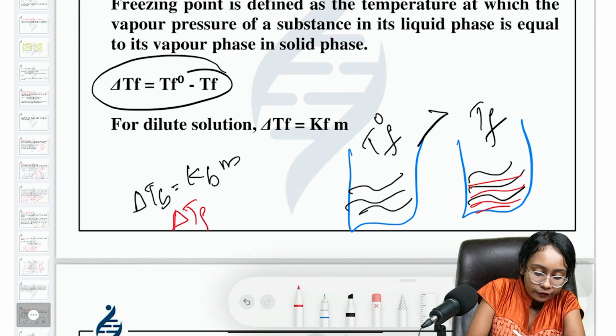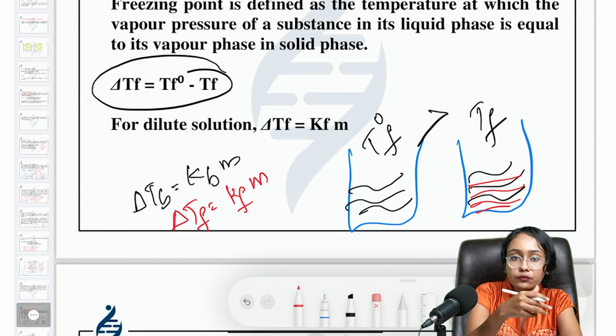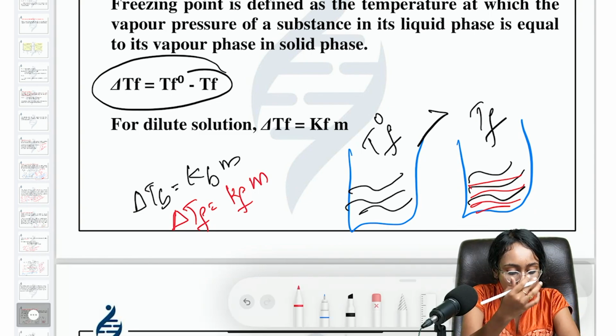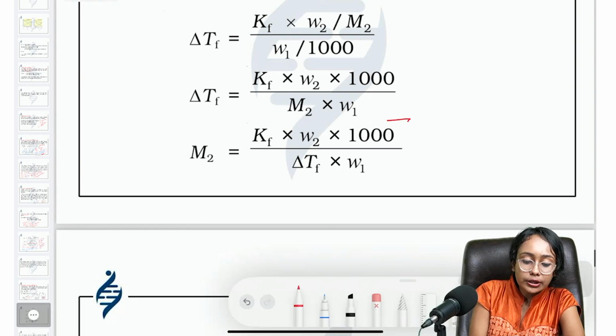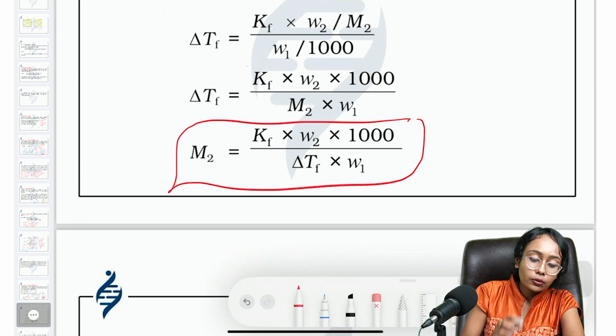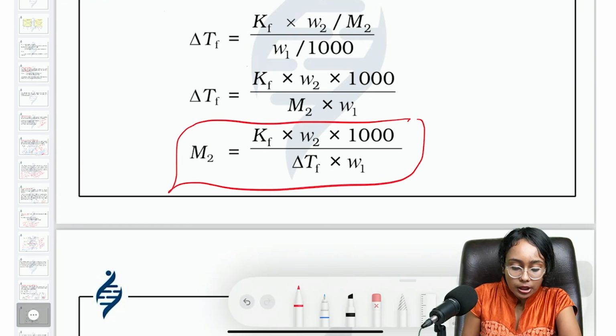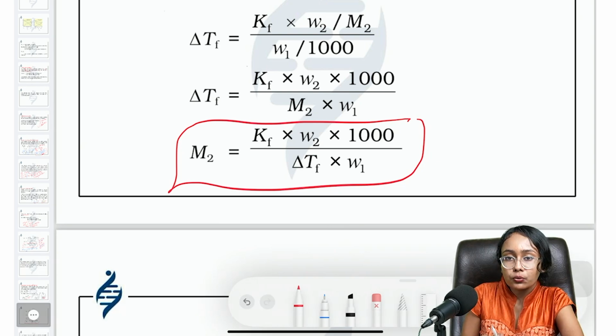Delta Tf, the change in freezing point, is equal to Kf into m. Kf is the freezing point depression constant. Here m means molality. Substitute the equation for molality and you will get M2 equal to Kf into W2 into 1000 divided by delta Tf into W1.